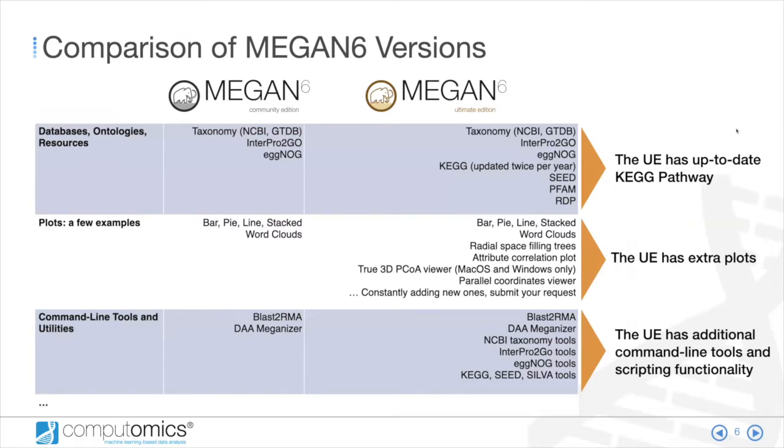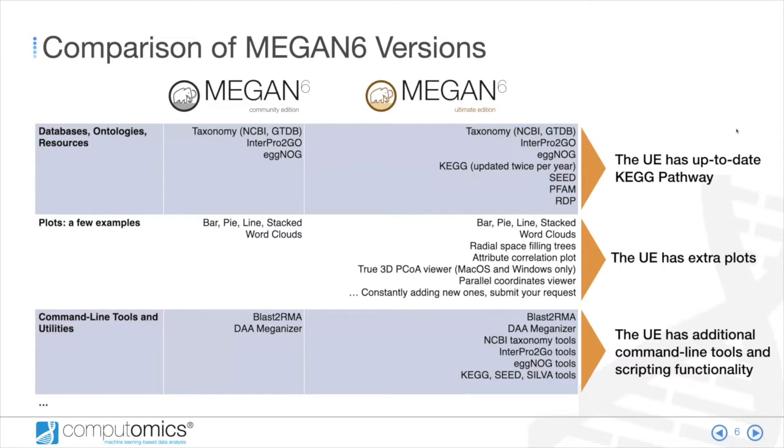Here highlights the main differences between the free Community Edition and the MEGAN Ultimate Edition. The biggest difference is that the Ultimate Edition contains KEGG pathways that are up to date. And for that purpose, we license the KEGG database from Pathway Solutions Limited to make it available in MEGAN. And what this means is that you can really go from taxonomic analyses to functional analyses of your shotgun data without having to perform any additional intermediate steps, basically. And you can use the most widely used pathway database straight away.